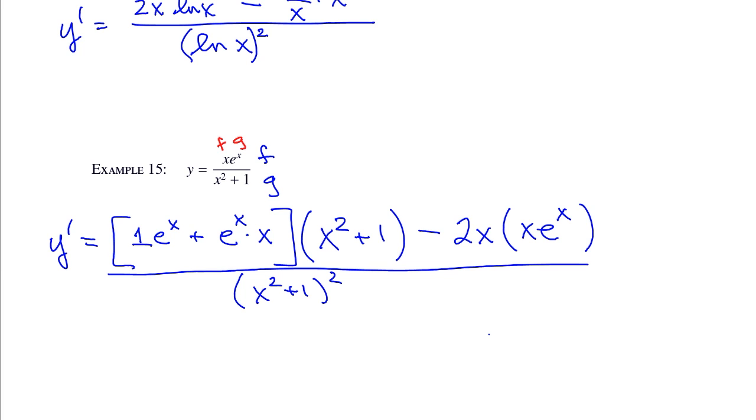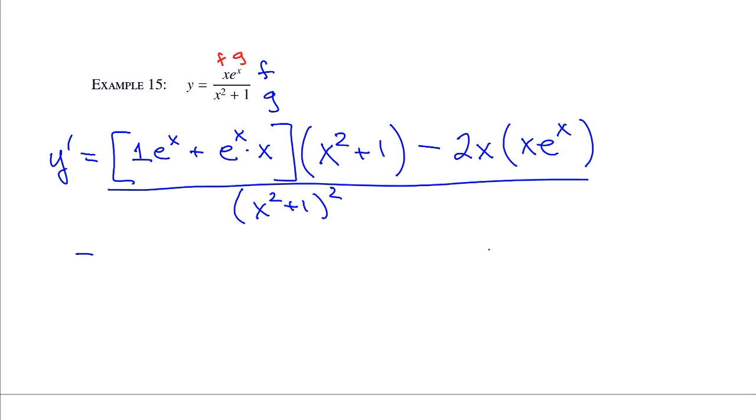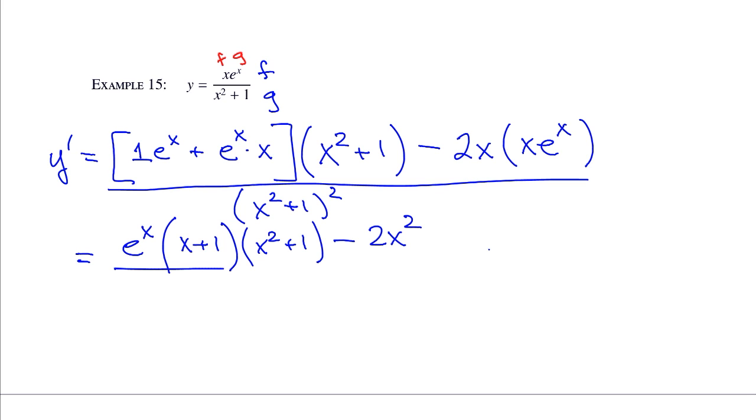Questions? You want to see it? Okay. I'd probably do the following. We have e to the x on all these terms. So this is x plus 1 times x squared plus 1, minus 2x squared. And that's around a big set of parentheses. Because I factored out e to the x from here, which put it in front with this whole term.